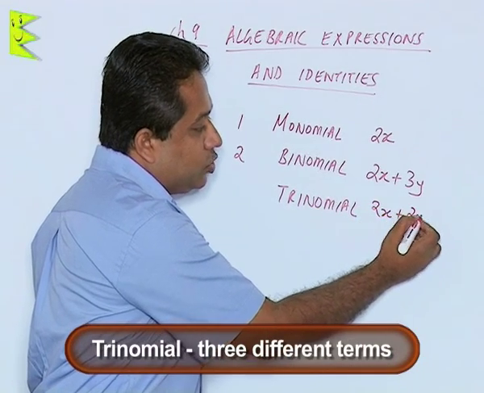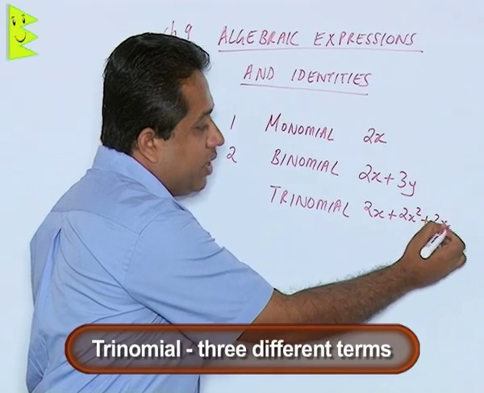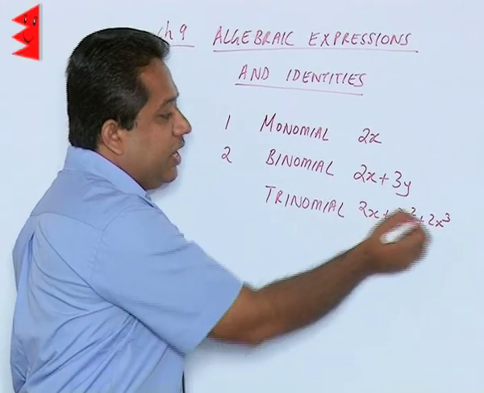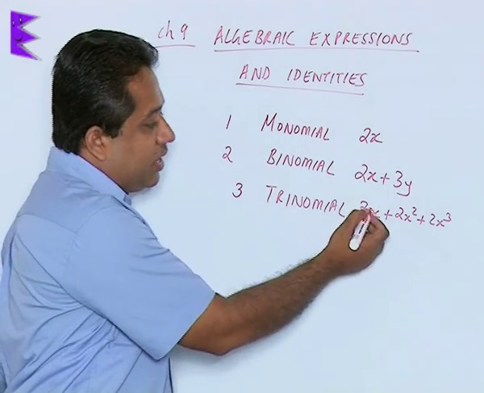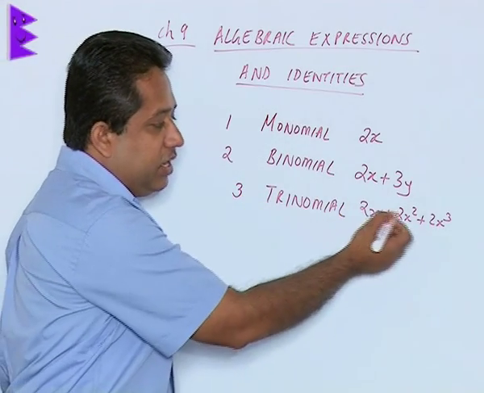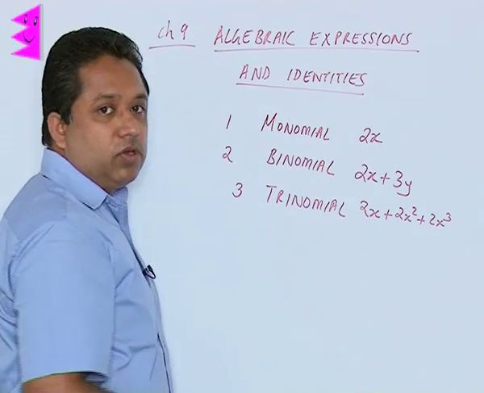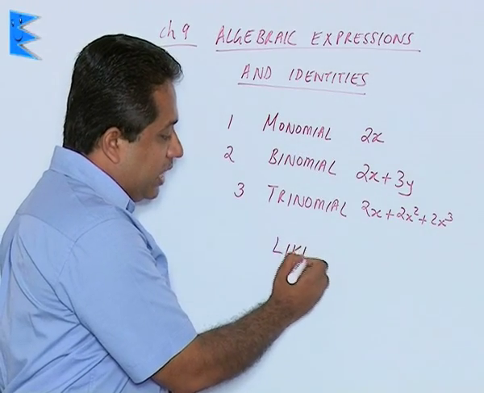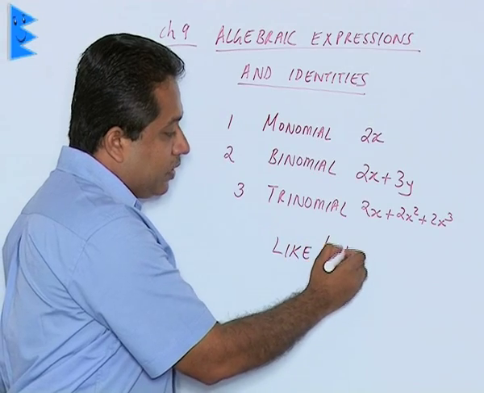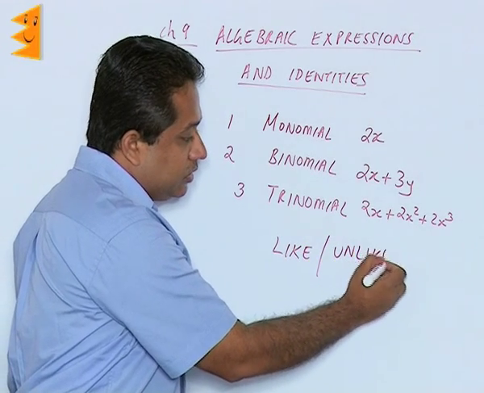2x plus 2x square plus 2x cube. Now, these are all three different terms. So, trinomial indicates that there are three terms and the three terms should be different. The different terms are called unlike terms. So, we should know what are like terms and what are unlike terms.